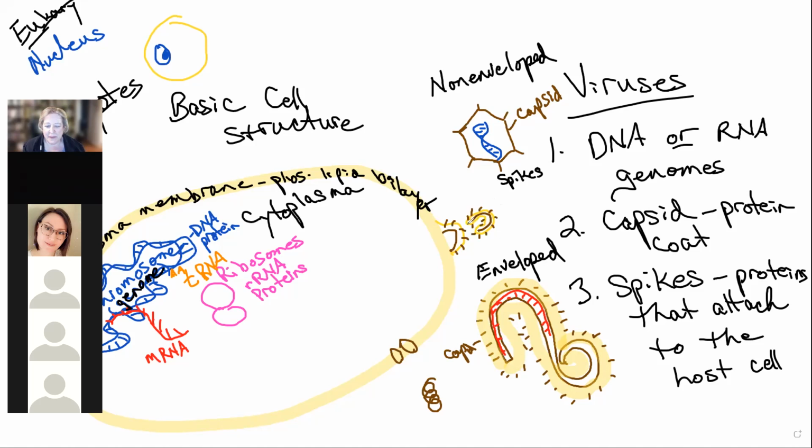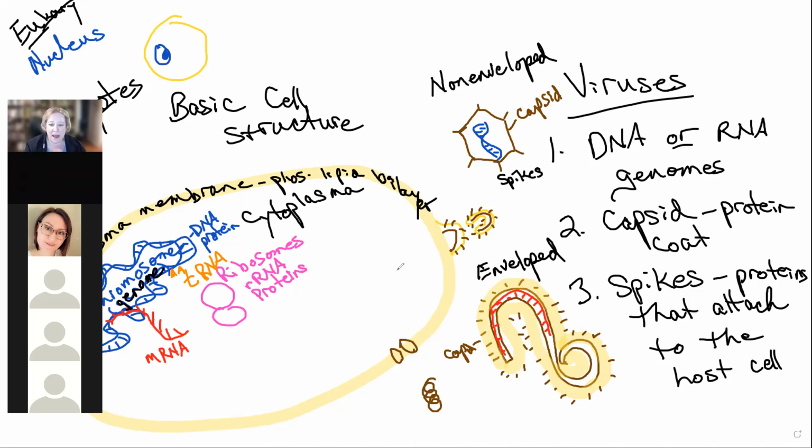Okay. So is a non-enveloped virus a virus that hasn't gotten to a host cell yet? That is a very good question. No, it is a virus that does not need an envelope. Okay, that's not part of its genetic makeup.